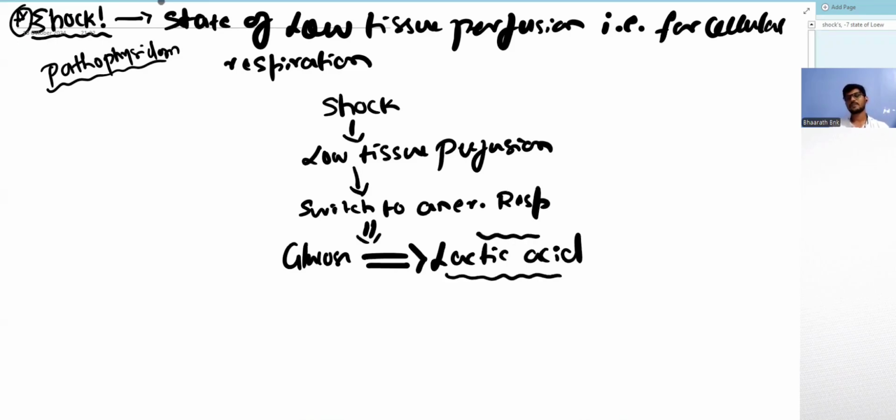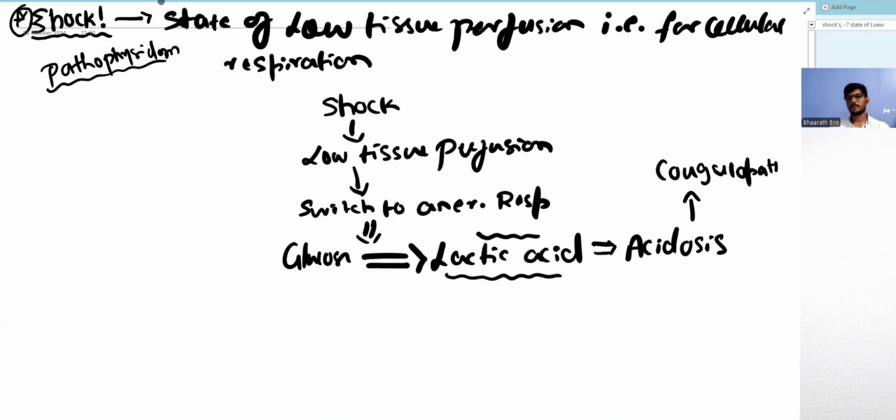As the lactic acid accumulation keeps on increasing in the body, that leads to acidosis. Now, acidosis is a risk factor for a variety of further pathophysiological mechanisms. But one of the things that acidosis causes is coagulopathy.